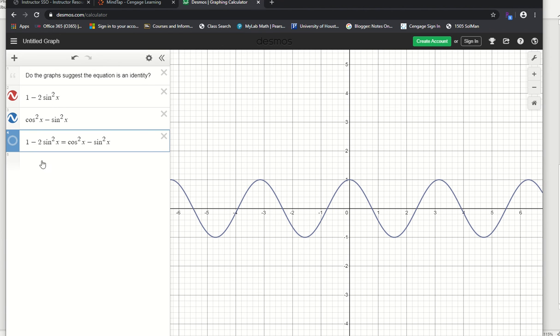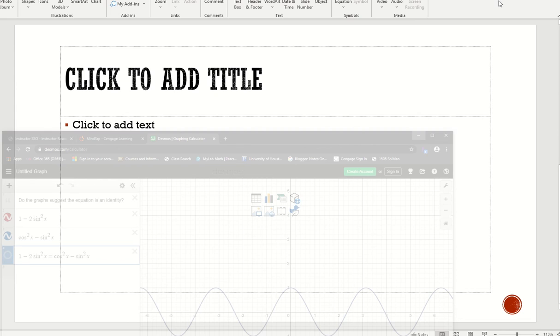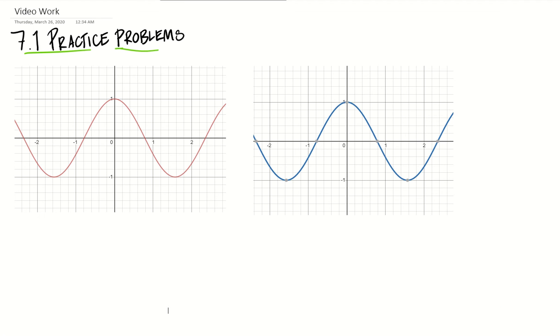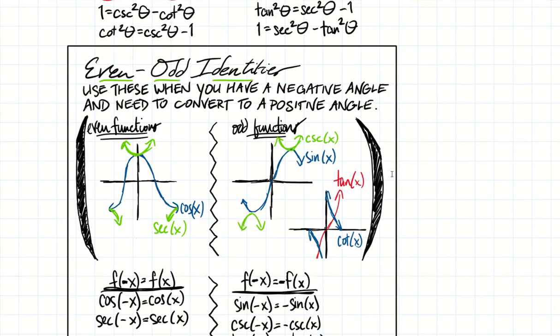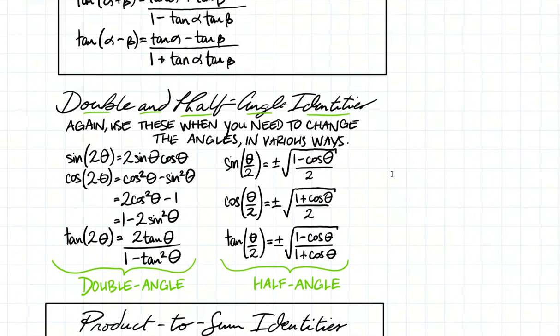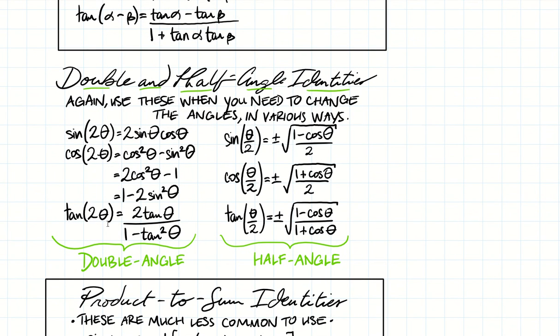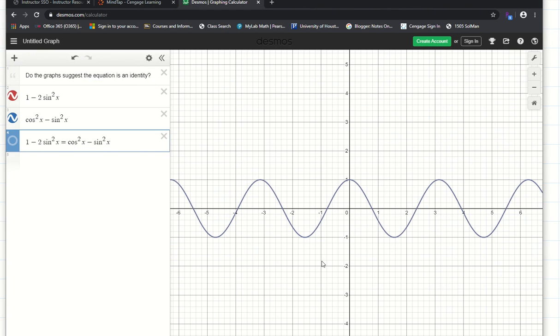Before I do a new equation, just please note that this is actually one of your identities from before. If I go to your OneNote, notes from before, and we look at the double and half angle identities, you have that cosine of 2 theta can be cosine squared minus sine squared, and it can be 1 minus 2 sine squared. Those are the same, and we were able to just see that graphically here.